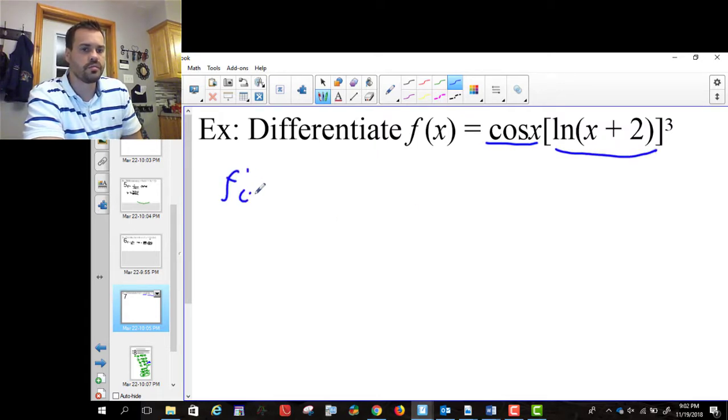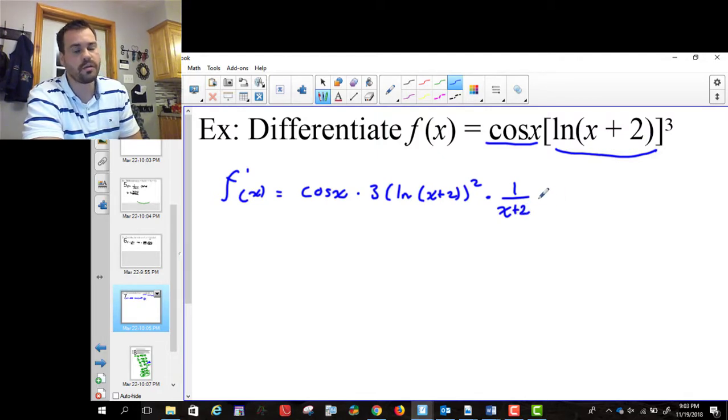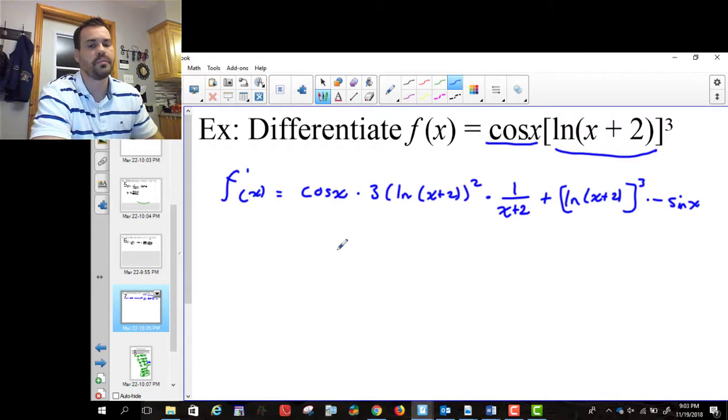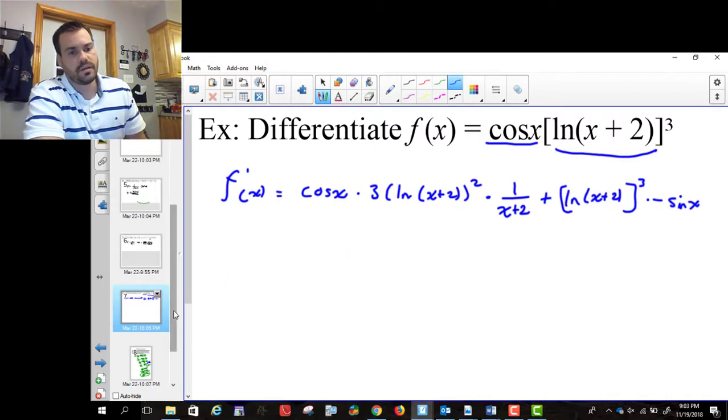So f prime of x is going to be, first of all, the first function cosine x multiplied by the derivative of the second. Now this is a chain rule, the first part of which is a power. So I'm going to go 3 onto ln of x plus 2 squared. Then I'm going to multiply by the derivative of ln, which is 1 over whatever the function happens to be. In this case, it's x plus 2. And then I would multiply by the derivative of x plus 2, but that's just 1, so I don't have to. Then I go plus the second function, ln of x plus 2 cubed. I'm going to multiply by the derivative of cosine x, which is minus sine x. And there's my derivative. I'm not going to try to simplify that. So hopefully that makes sense.